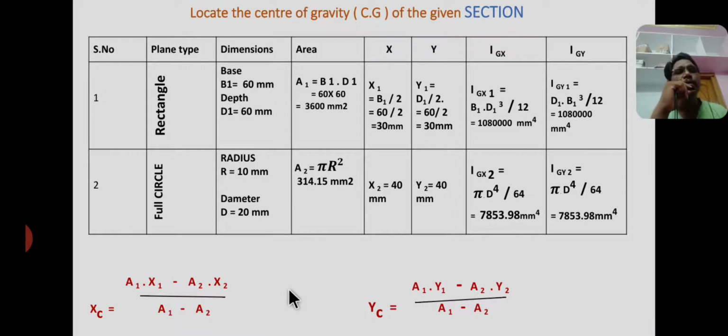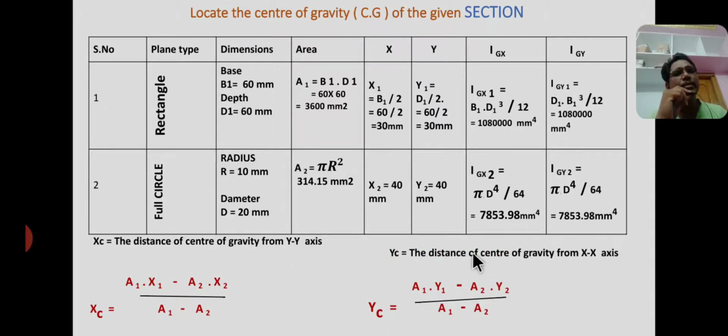From the general expression, the centroid xc is the distance of the centroid or center of gravity from the y axis, and yc is the distance of the centroid from the x axis. From the general expression, xc equal to (a1 x1 minus a2 x2) by (a1 minus a2), and the answer is xc equal to 29.04 mm. Similarly, yc equal to (a1 y1 minus a2 y2) by (a1 minus a2) equal to 29.04 mm.